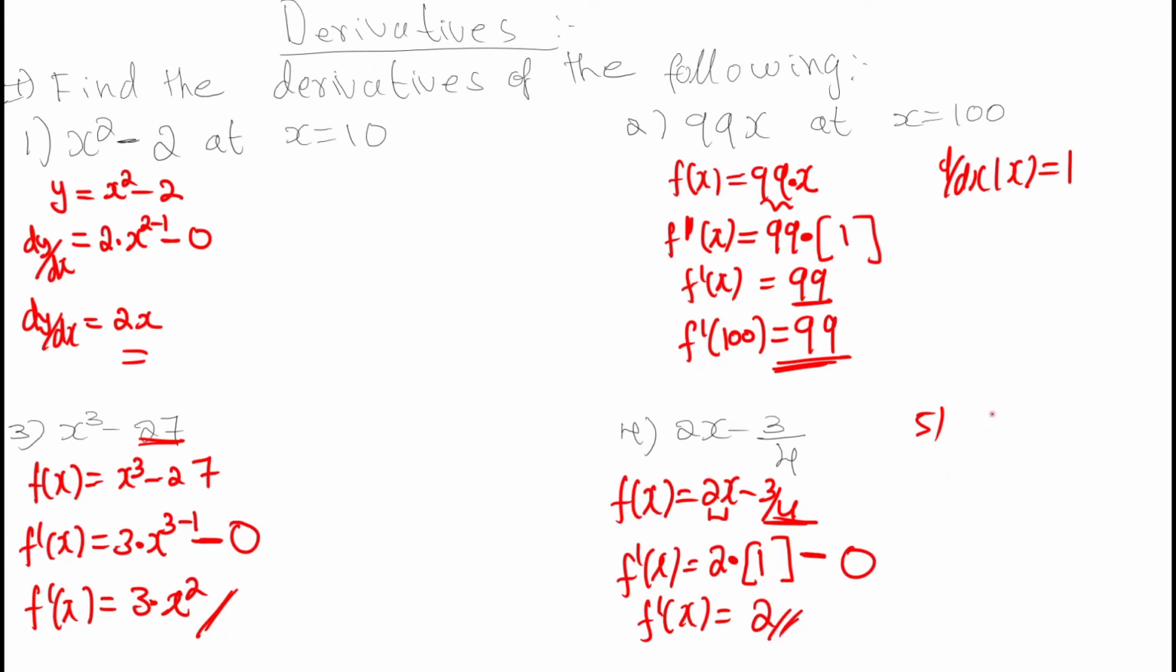So suppose the question is a derivative of x. We need to find a derivative of x. Take f of x is equal to x. What is f dash of x? Derivative of x we already saw, right? Derivative of x is equal to 1 itself.